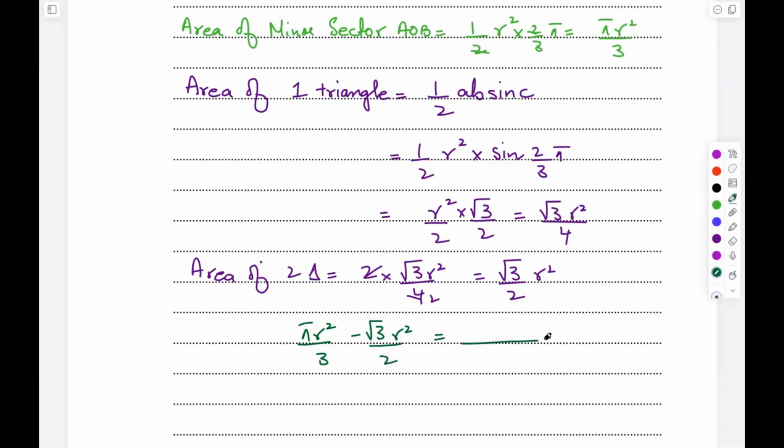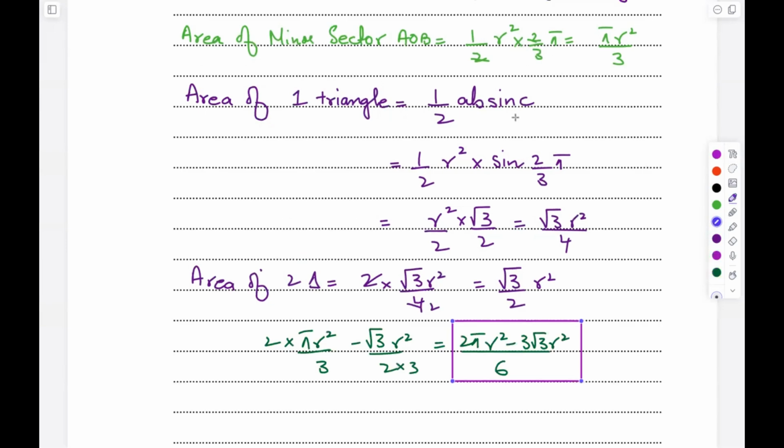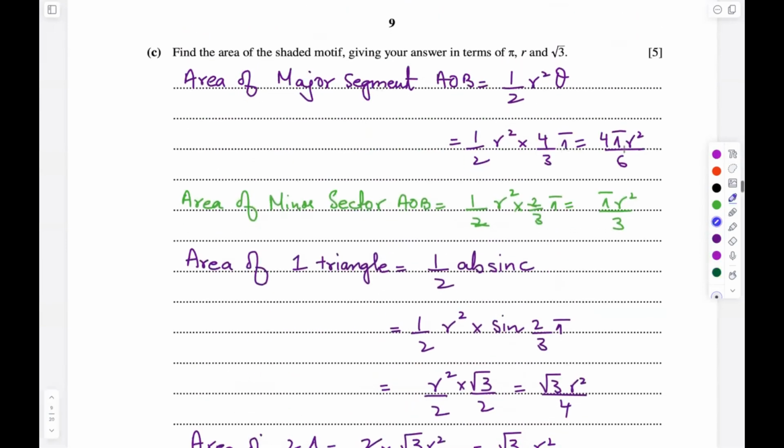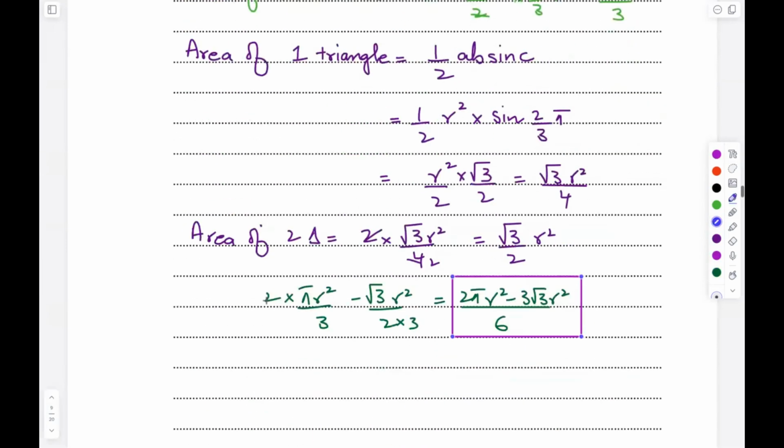Taking the LCM, in this case the LCM will be 6. So the first term will multiply by 2, so this will become 2 pi r squared, minus, and this will multiply by 3, so this will become 3 root 3 r squared. So this basically is the area of the unshaded part. And once we have this, we can subtract it from the total area of the major sector AOB, which was 4 pi r squared upon 6.